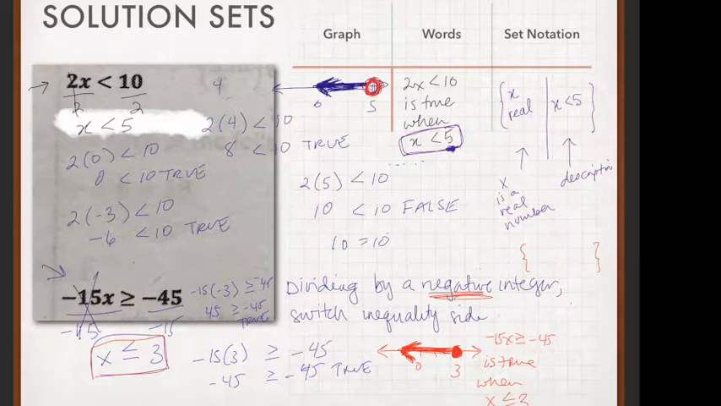Now, if I were to write the solution set for this bottom inequality, x has to be a real number, so I'm going to write x, element of the real numbers, divide my brackets into 2 places, and on the right-hand side, I'm going to write the description. In this case, when x is less than or equal to 3.